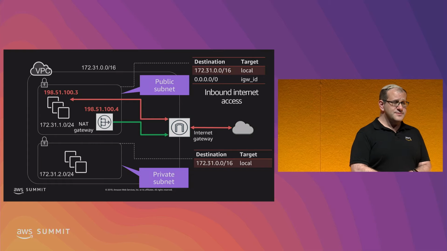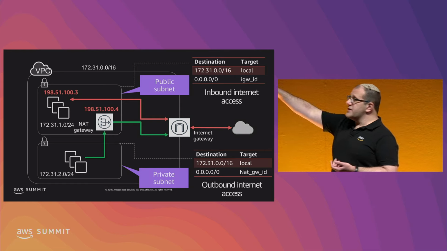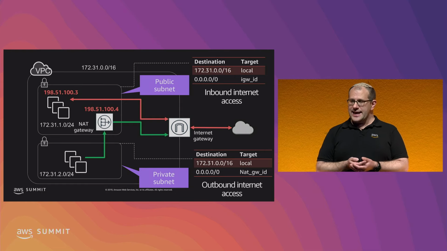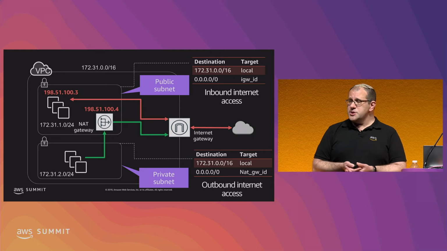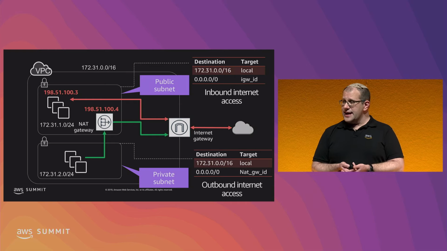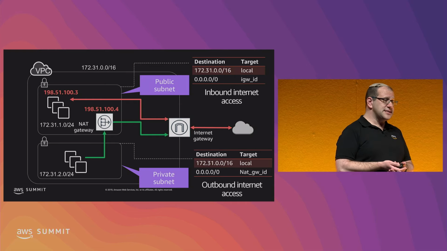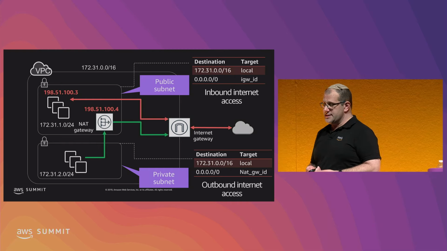And in this case, I add a default route, 0.0.0.0/0, but I point it towards my NAT gateway. I don't point it towards my internet gateway. This creates something called outbound internet access. Systems can get out, hosts, instances can get out to the internet, but the internet can only respond to requests.